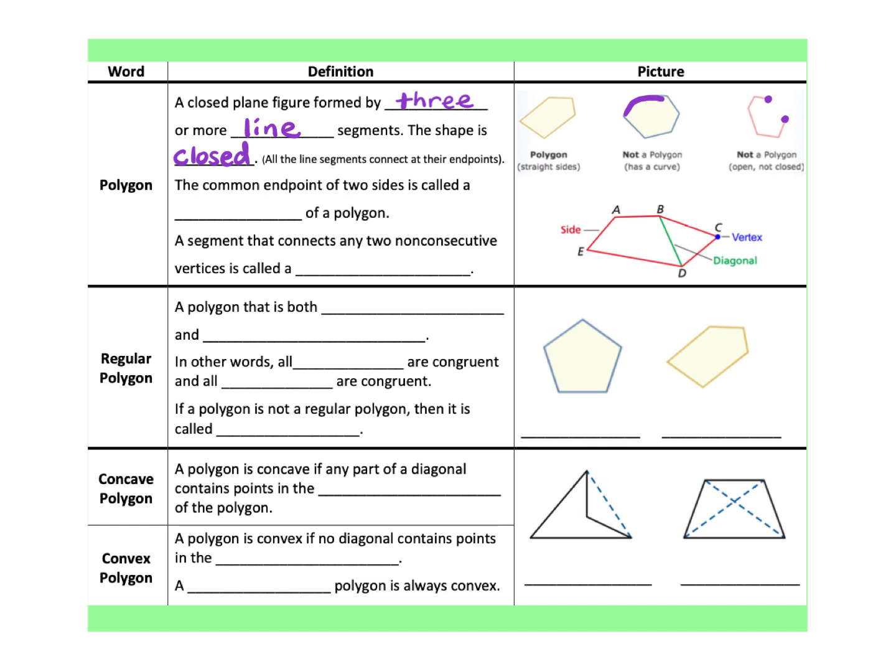Now, the common endpoint in a polygon is called the vertex of the polygon. So you can see in this picture right here, I have a 5-sided polygon with 5 vertices, A, B, C, D, and E. A segment that connects any 2 non-consecutive vertices is called a diagonal.